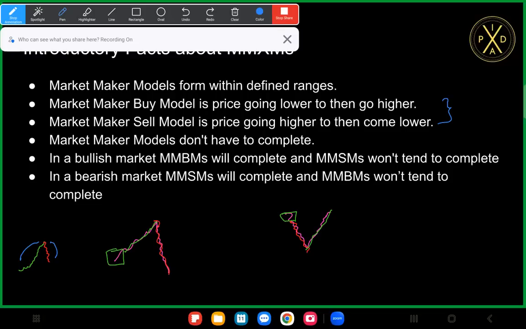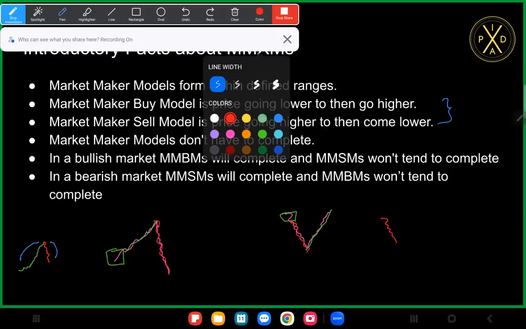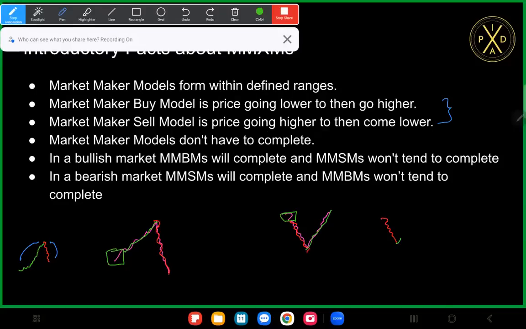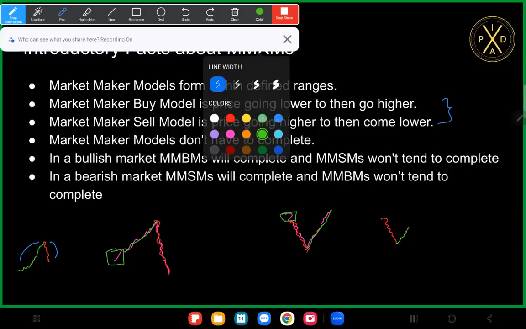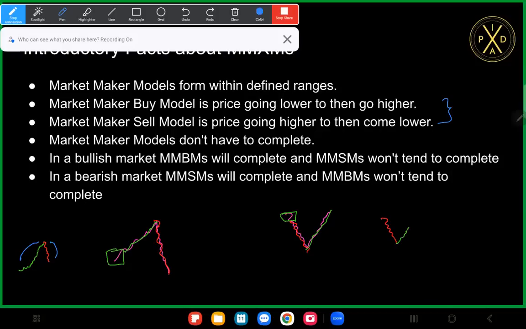And then similarly, during a market maker buy model, price will come lower and then it will turn around and then go higher. And then notice how in this example, price doesn't complete either, right? So this would also be classified as a market maker buy model, but it doesn't have to complete. All right, so we've covered this. Now let's go on to what I mean when I say these two things right here.